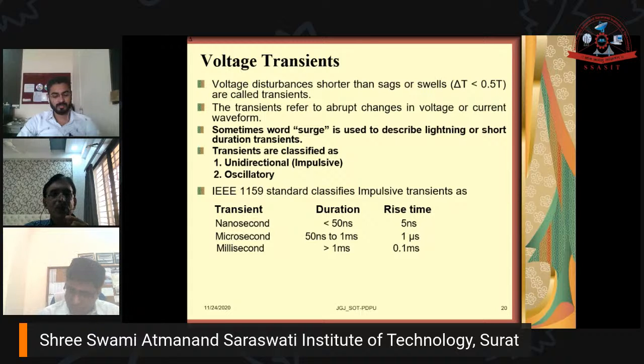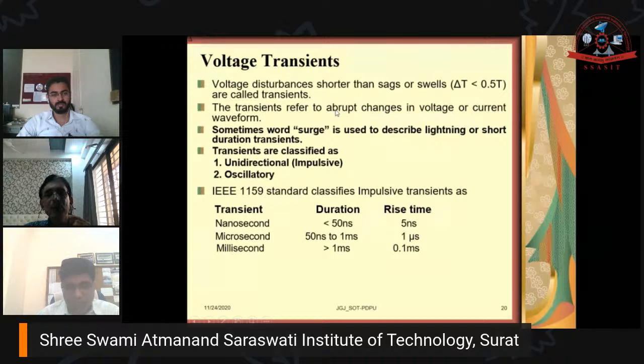What is the difference between surge and impulse? A wave of short duration appearing naturally on the electrical power system is called a surge. And what is impulse? A wave of short duration obtained by using an impulse generator artificially in the laboratory is called an impulse. Now coming to what the IEEE says regarding voltage transients. Voltage disturbances shorter than 6 or 12 are called transients. This is as per the IEEE standard.